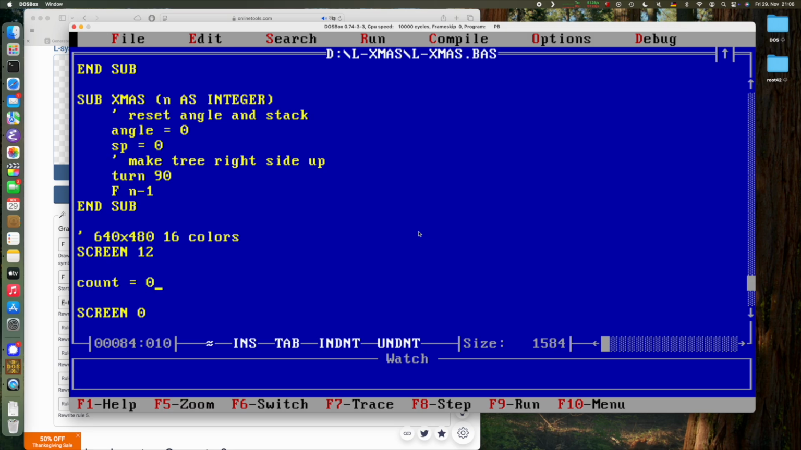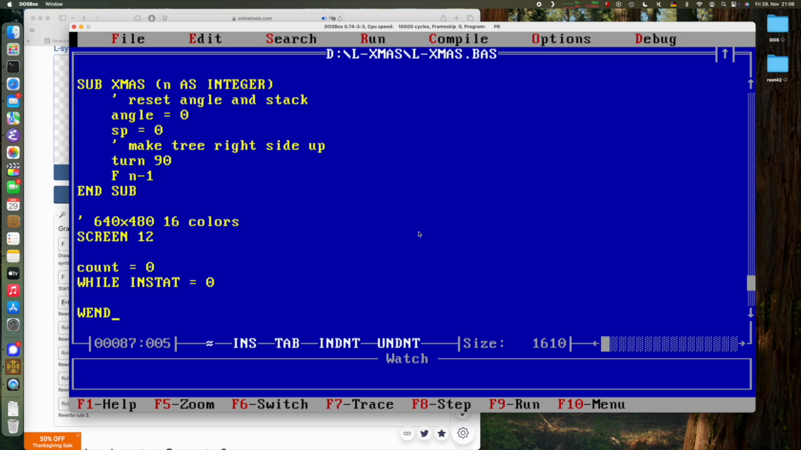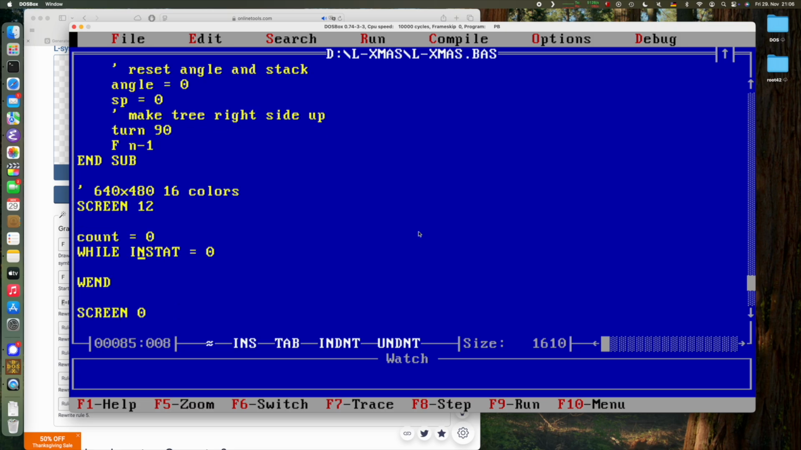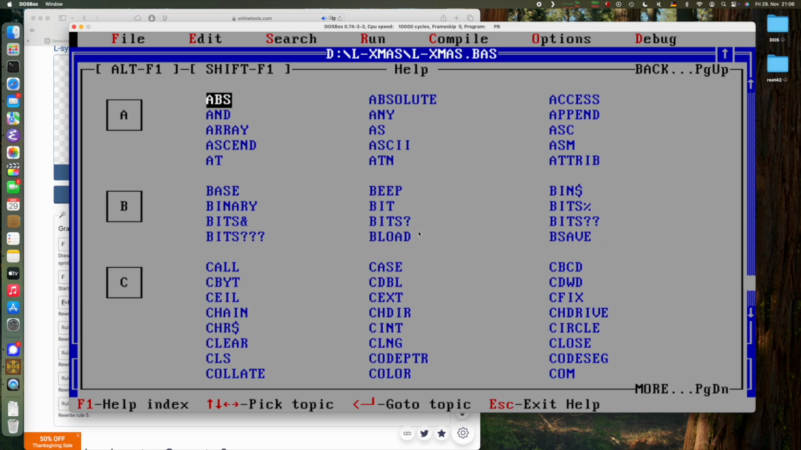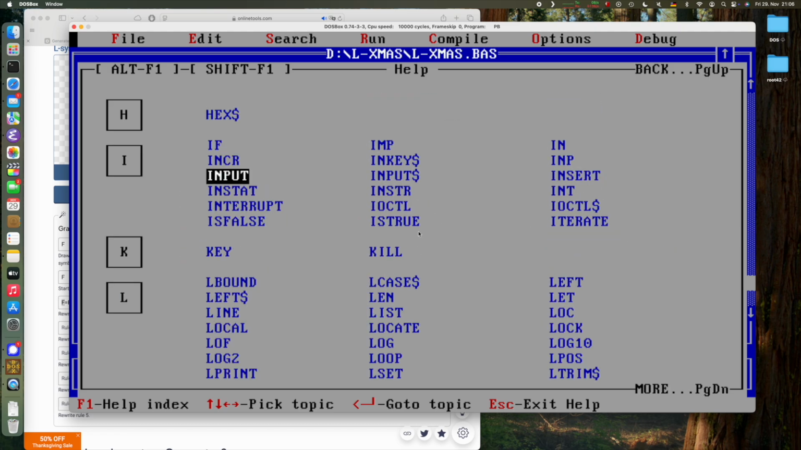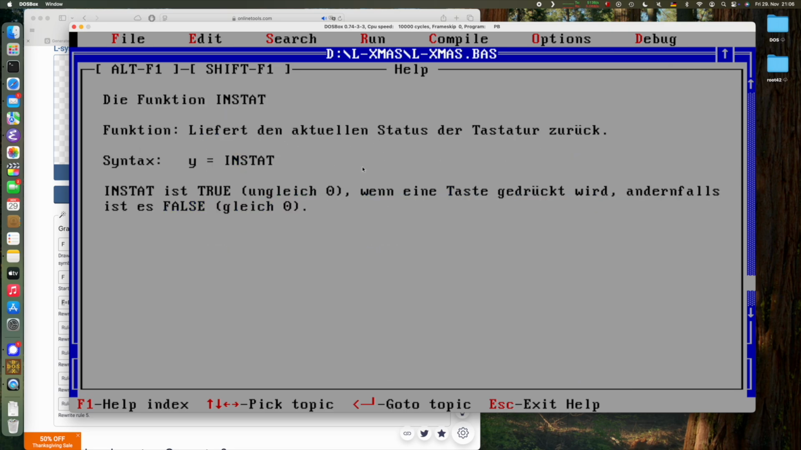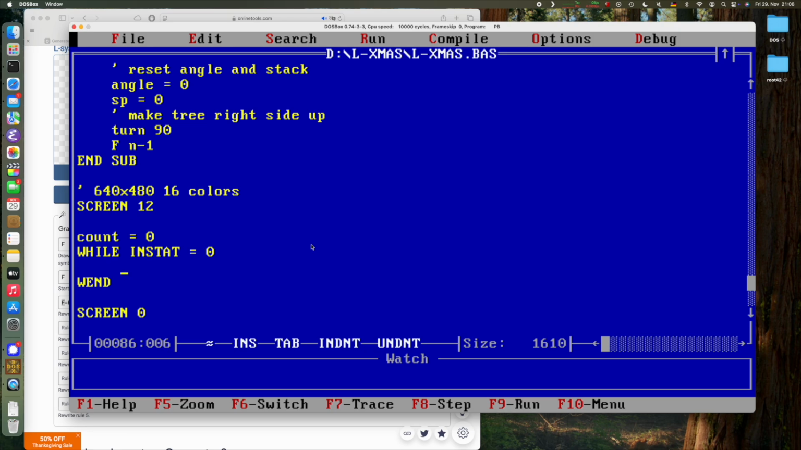Then we need a count variable, so we can clear the screen every once in a while. And we do an infinite loop, which is only infinite as long as you don't press a key, which works like this: while instat equals 0. You can look that up in the online help, which is very nice. And this is a German version, so we have a German text, but it gives you the input status of the keyboard. And it's 0 if there was no key pressed. So this continues until you press any key.